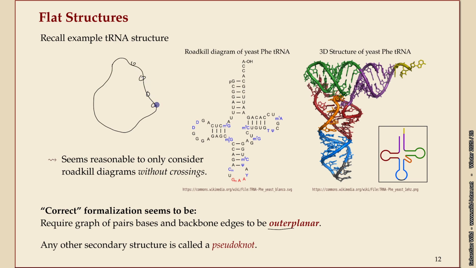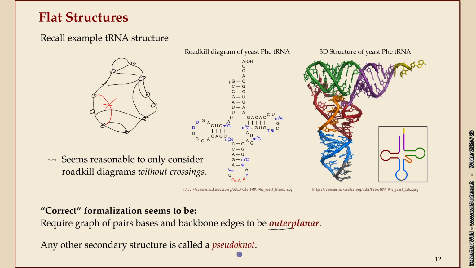Maybe let me sketch this a bit more. Here are our vertices. In an outer planar graph, I can connect these inside here. It's in principle also allowed to do more than a matching, even though we will never have that here. I can have things nested, but I can't have an edge like this. That's not allowed because it crosses another edge. And outer planar seems to be a good match for the structures that occur. And it has another good feature. It makes the whole thing tractable.